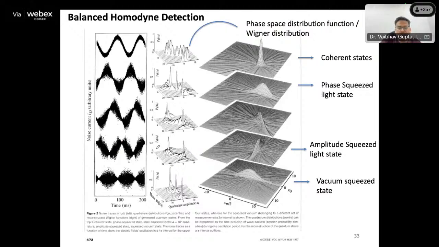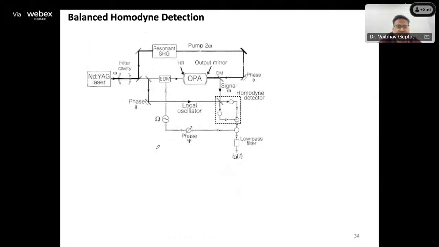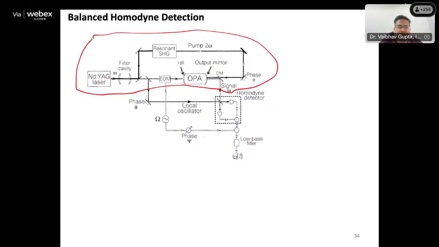So how do they do all this? For example, that is the complete setup. This is how it looks like. If you see from this to this part, this is just to create a squeeze light. What they have used is an ND-arc laser together with the filter cavity. So they filter the laser and use an optical parametric amplifier and electro-optic modulator, and together with this combination, what they create is a signal. Now the signal can be amplitude squeezed or a phase squeeze light.